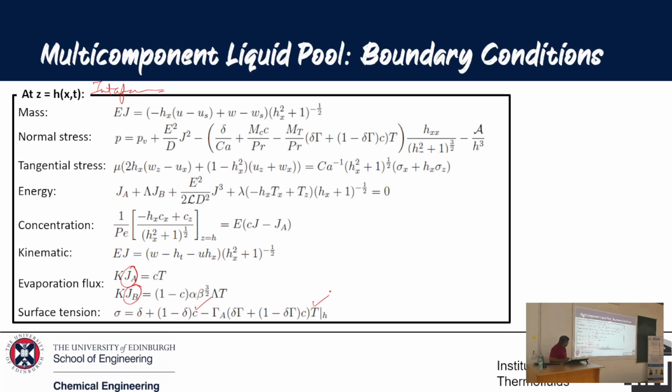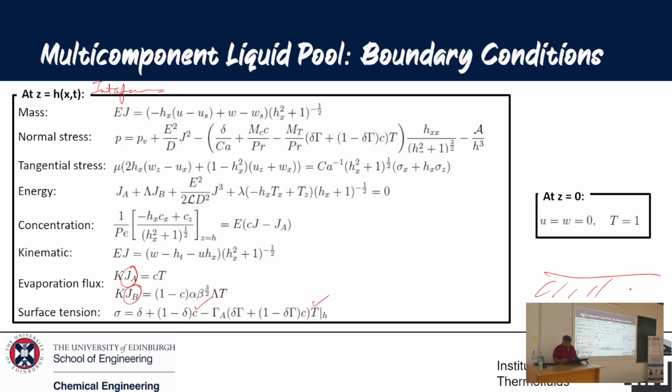So when you employ all this, and of course, one of the other boundary conditions is at Z equal to 0. At Z equal to 0, it's very simple. It's a wall, and you've got a fixed temperature T1, or T equal to whatever the heater temperature is there, and then U and the velocity are all 0 at the wall.